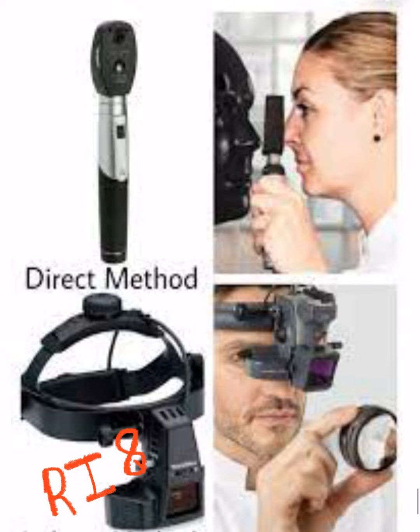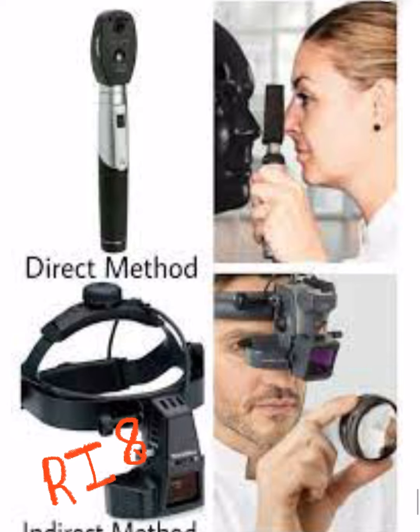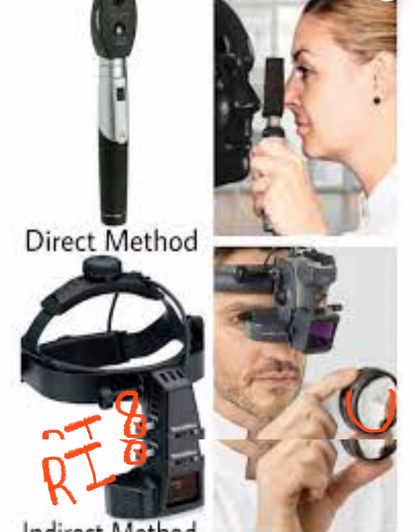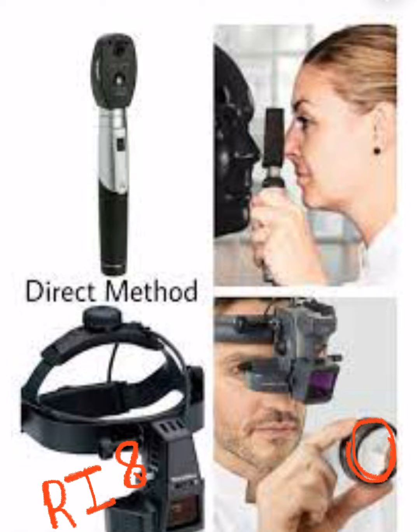This is the real image of direct ophthalmoscope and indirect ophthalmoscope. See, in case of direct ophthalmoscope, it is placed as close to the patient. The examiner and patient are very close. In case of indirect ophthalmoscope, the patient and the examiner are at one arm distance, and because the direct ophthalmoscope is so close to the patient, it does not require any condensing lens, whereas in the indirect ophthalmoscope we require this condensing lens.